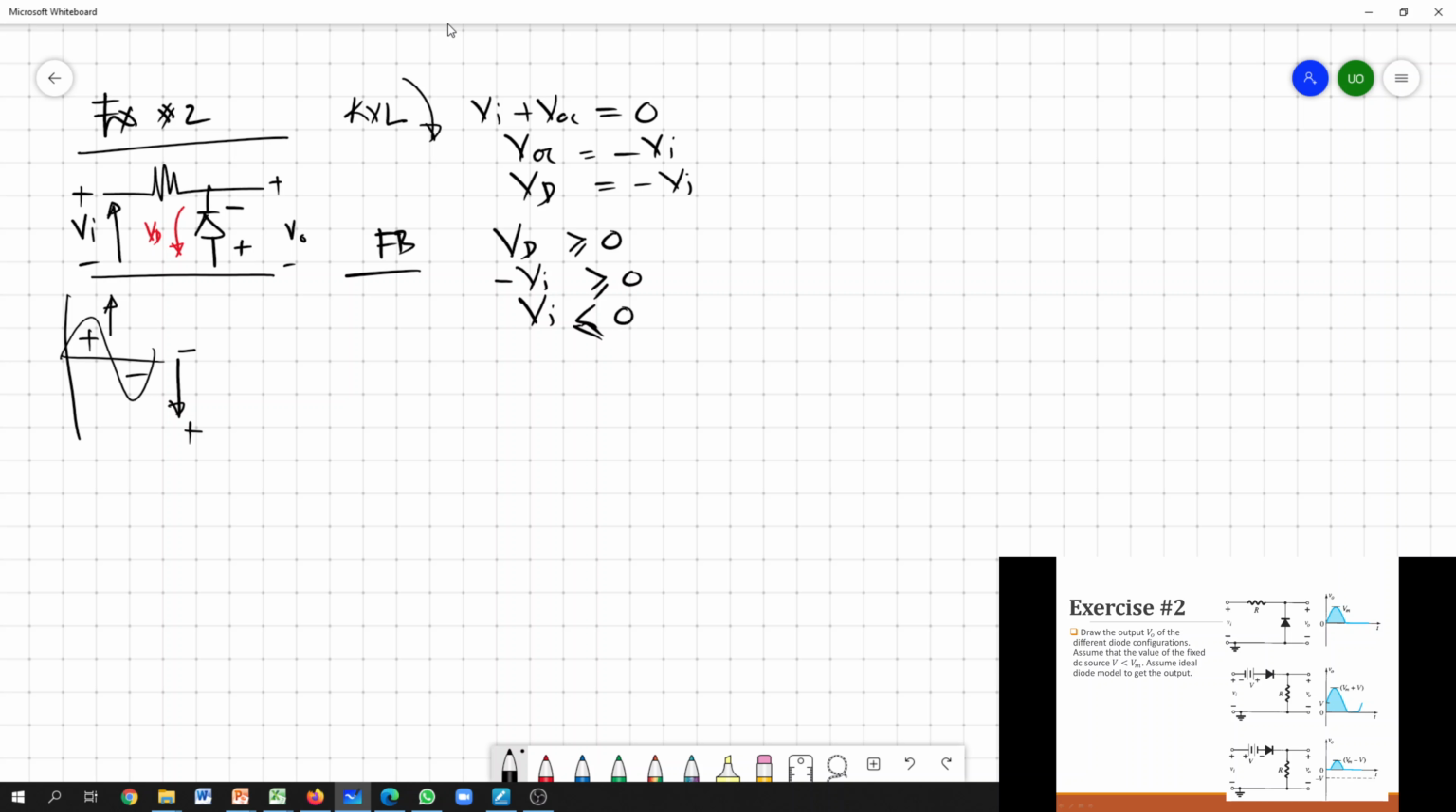Okay. So to make this diode forward biased, your input voltage should be less than 0. To make it reverse biased, we can simply say your input should be greater than 0. So these are the two conditions. So if you draw it, this is your input.